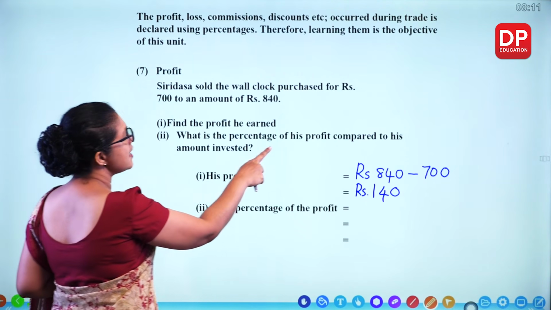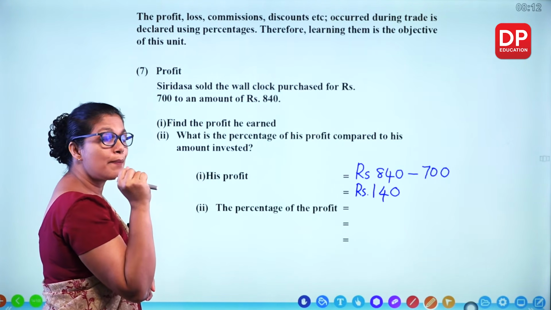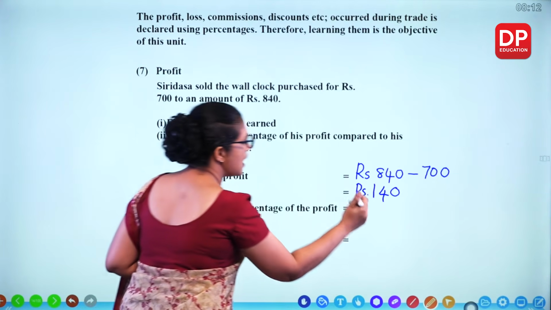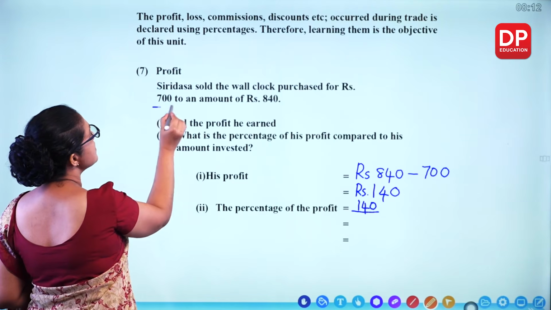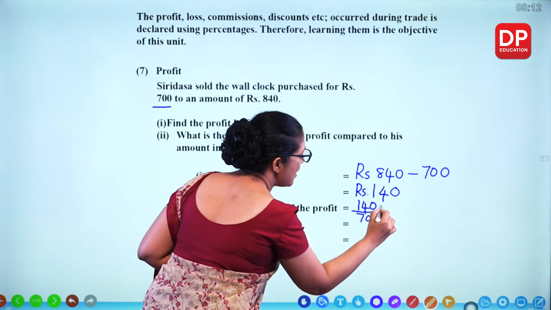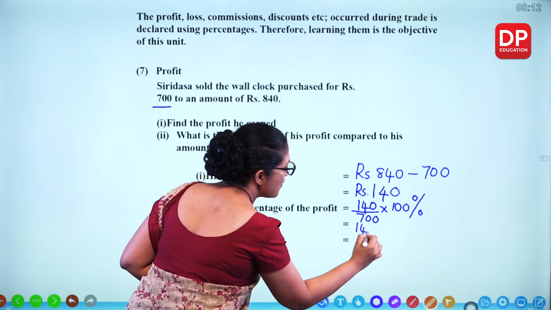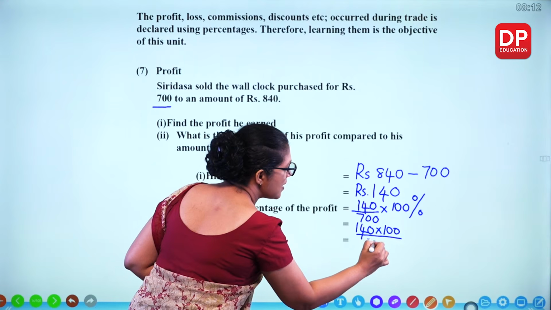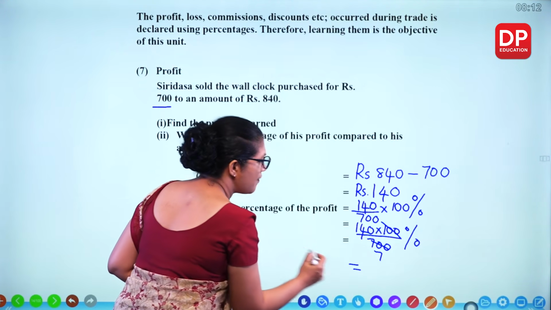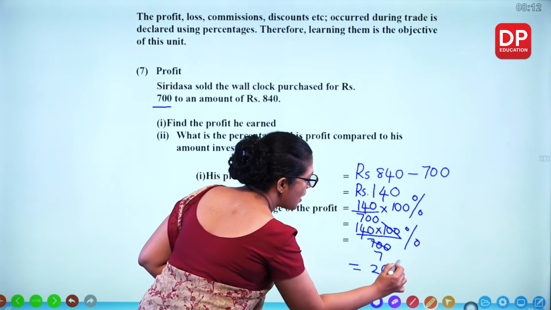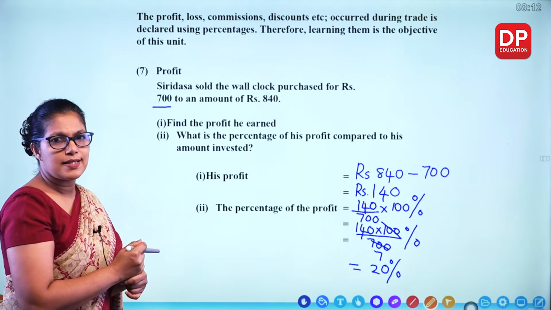Now, what is the percentage of his profit compared to his amount invested? So, how we calculate the percentage profit? So, take the profit, divide by the buying price. Buying price is 700 and then multiply by 100 and divide by 100. So, this means 140 into 100 divide by 700%. 100 times 7, 140 divided by 7, you get 20%. So, Siridasa gets 20% profit value.